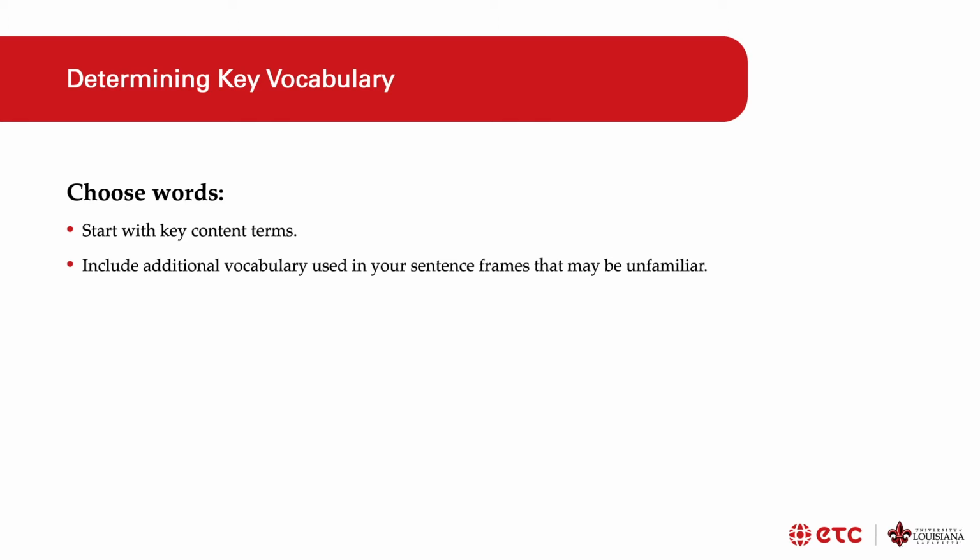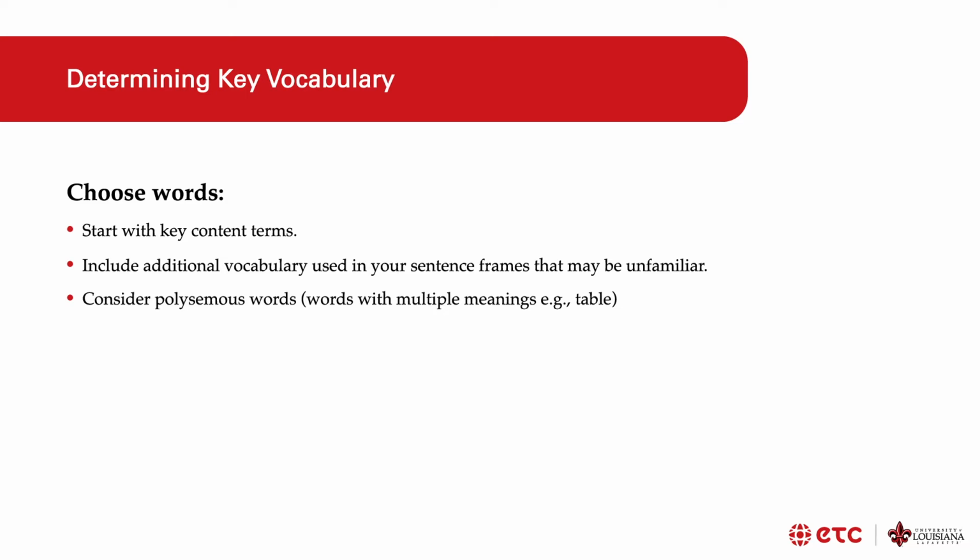You also might want to think about vocabulary that you're planning to use in your sentence frames. If those terms are unfamiliar, you might want to explicitly teach them as part of your key vocabulary. Another thing that's important to think about in mathematics is polysemous words. Polysemous words are words that have multiple meanings.